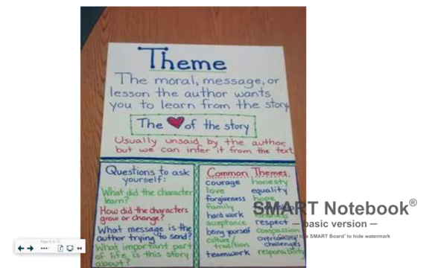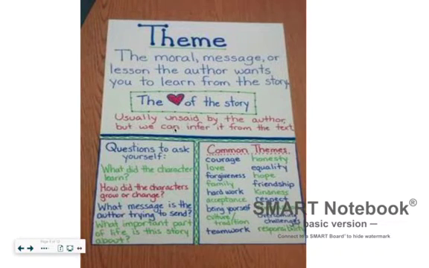Okay? So just a reminder, a theme is the moral or message or lesson the author wants you to learn from this story. It's the heart of the story, and it's usually unsaid. You need to interpret it or infer it from the text. So in your brain, you have to think about what you're reading and put it together to understand that lesson.